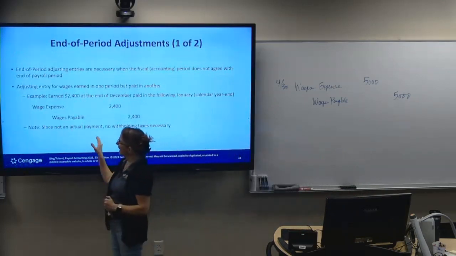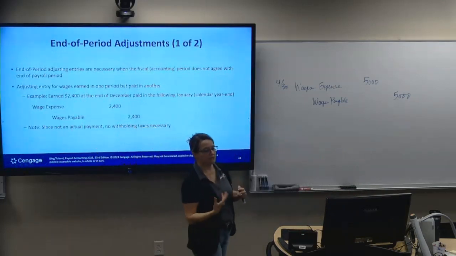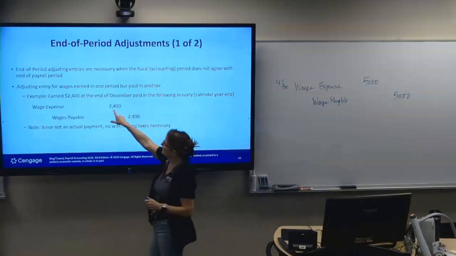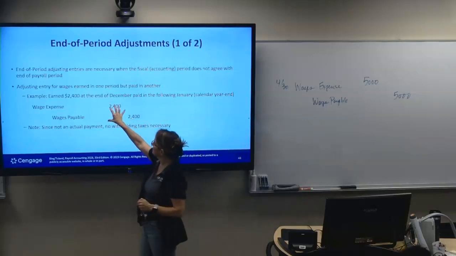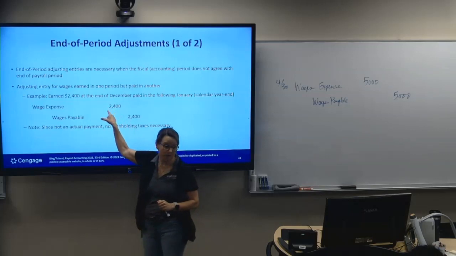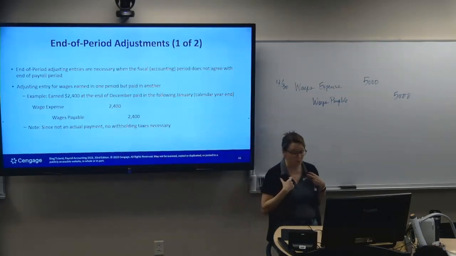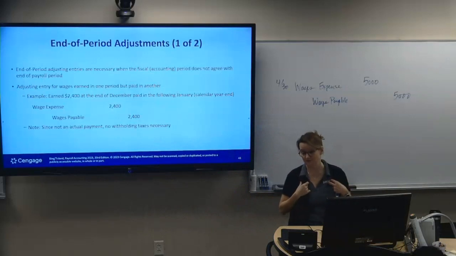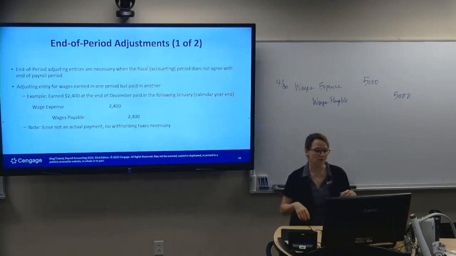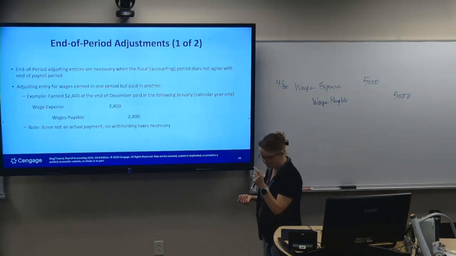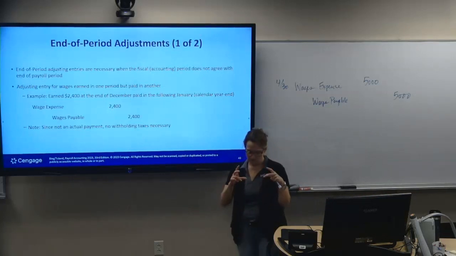So since there's not an actual payment at this time, we're not accruing any of those taxes. Okay, so I remember the withholding would occur from this $2,400. Now, the employer may accrue their portion of the payroll taxes, though. That oftentimes happens.